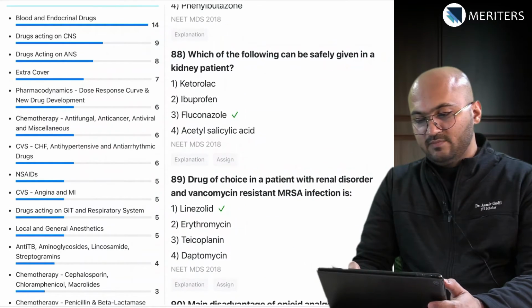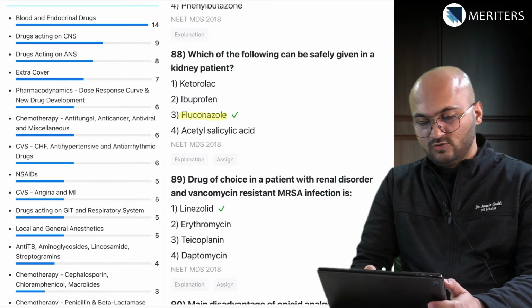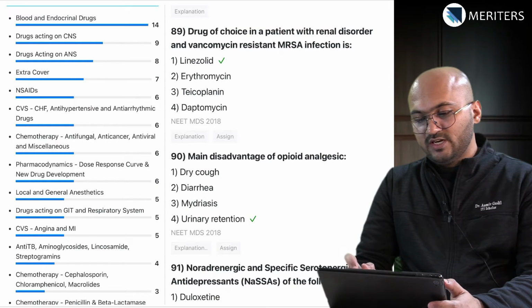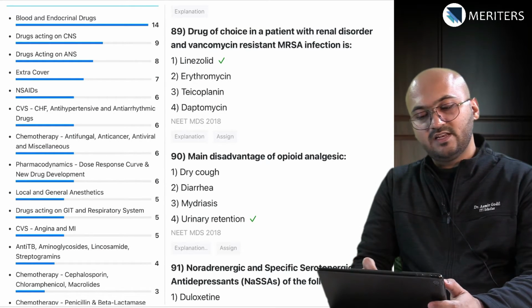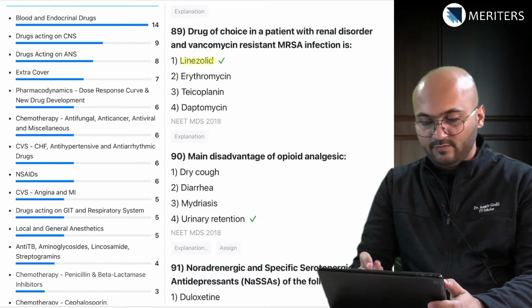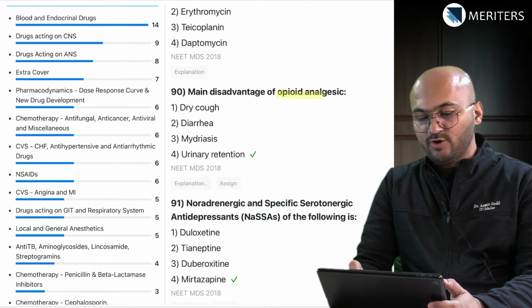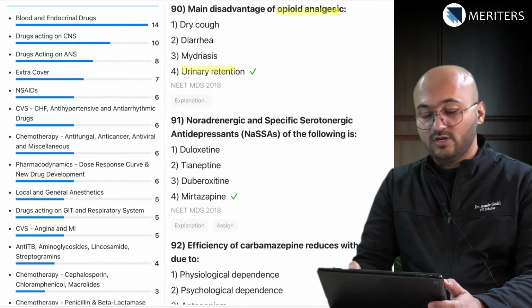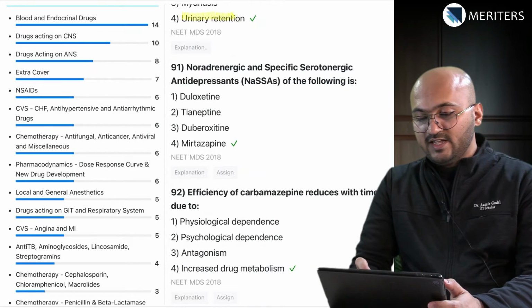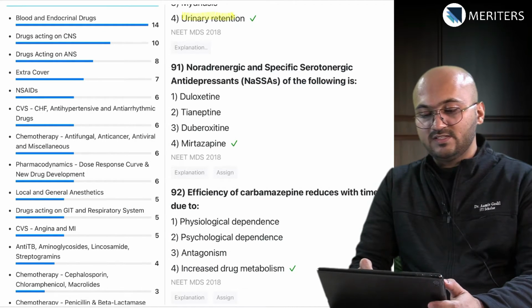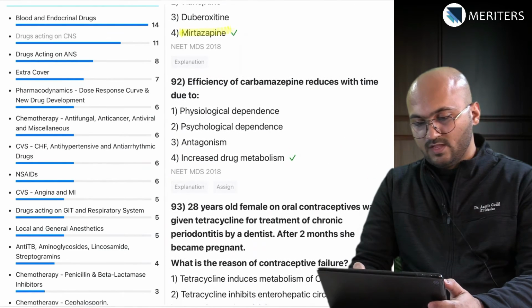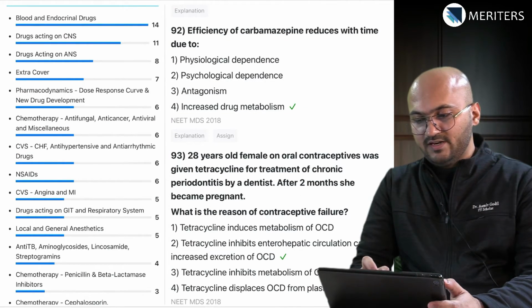Which of the following can be safely given in a kidney patient? Fluconazole can be given. Drug of choice in a patient with renal disorder and vancomycin resistant MRSA, linezolid. Repeat question, different language. Main disadvantage of opioid analgesic is urinary retention and also drug dependence. Noradrenergic and specific serotonergic antidepressants. Repeat question with the same options, mirtazapine. Efficiency of carbamazepine reduces with time due to increased drug metabolism.